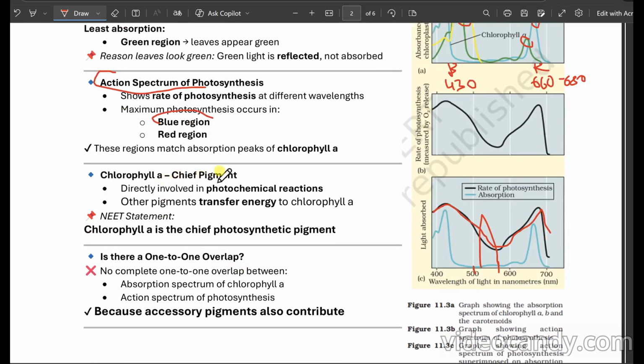So chlorophyll A is a chief pigment which is directly involved in photochemical reactions. All other pigments, as I told before, transfer energy to chlorophyll A. जो carotenoids हैं, chlorophyll B है, xanthophylls हैं, वो light energy को trap करके chlorophyll A को send करते हैं. Chlorophyll A में photochemical reaction होता है. So chlorophyll A is the chief photosynthetic pigment.